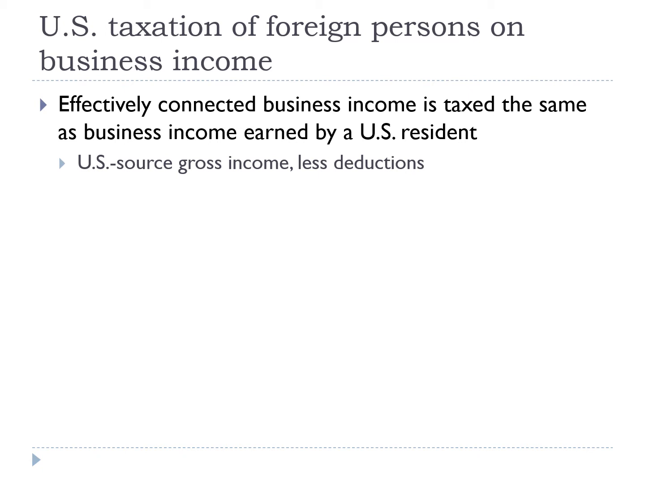The foreign person recognizes U.S. source gross income and reduces that income by allocable deductions. The result is taxed based on regular U.S. tax rates, either at Section 1 for individuals or Section 11 for corporations. For foreign corporations doing business in the United States, an additional branch profits tax is imposed on any income of the company after paying income taxes that is not reinvested in the United States business operations.